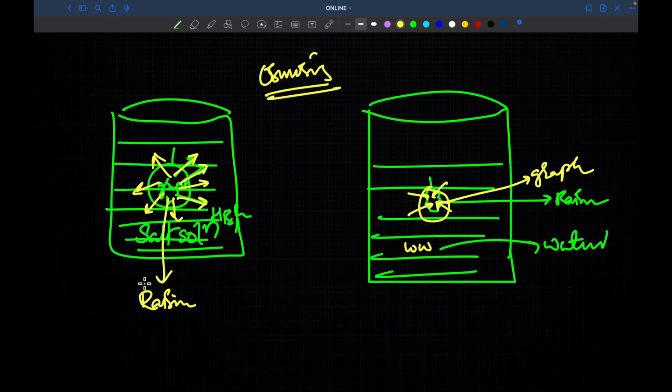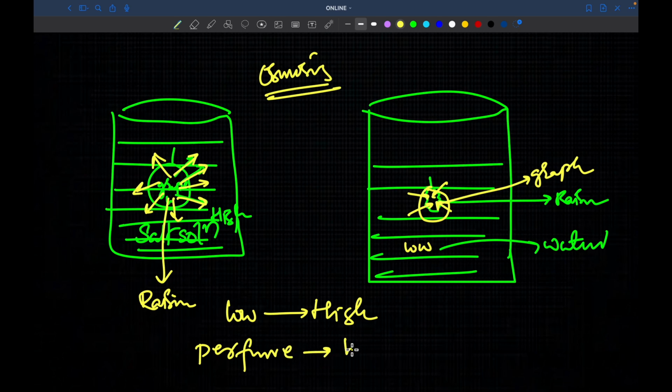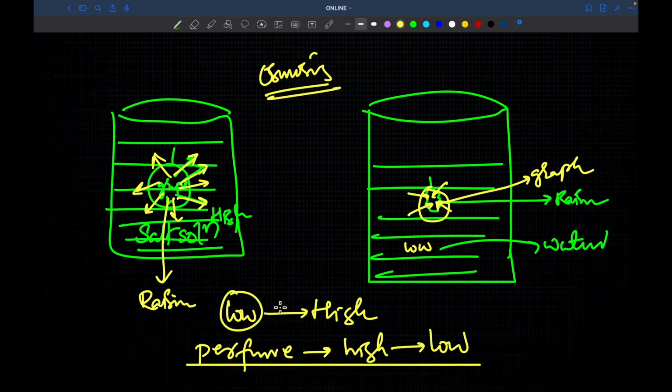Right? So osmosis is the movement of solvent particles from low concentration to high concentration. Perfume diffuses from high concentration to low concentration, right? Anything moves in this way, but only in osmosis it happens from low concentration to high concentration, or high water potential to low water potential. The water is going to move. This is what you call osmosis.